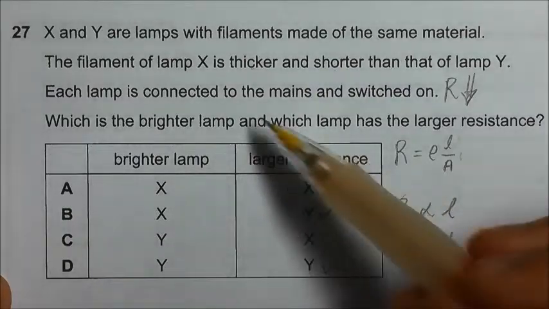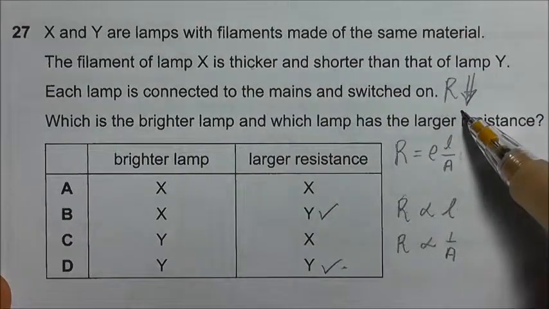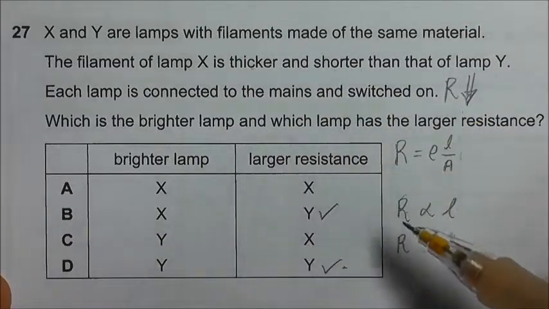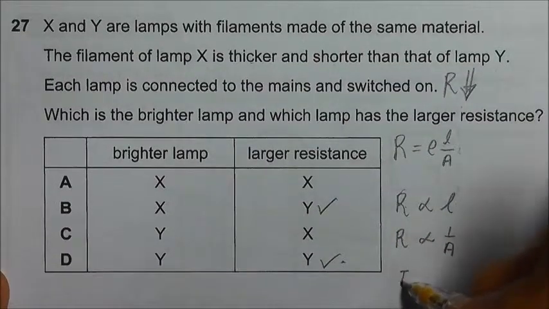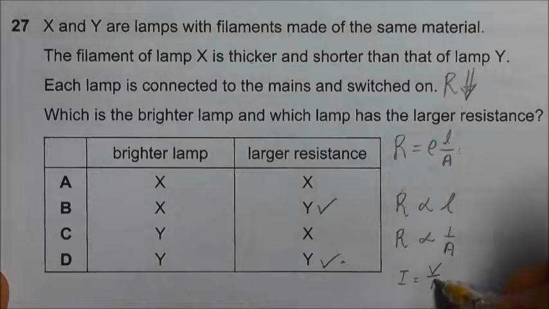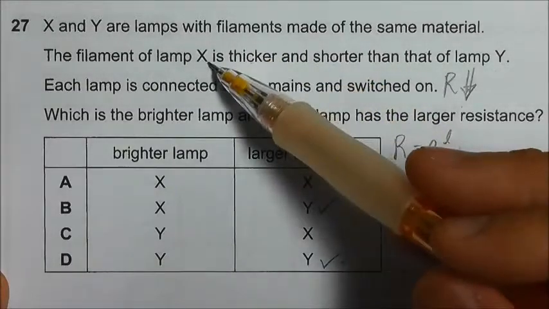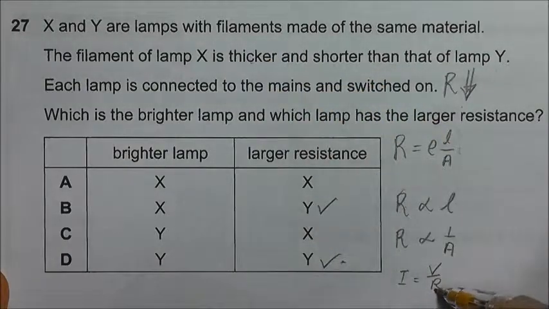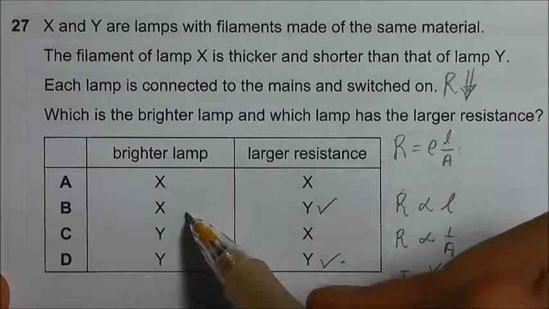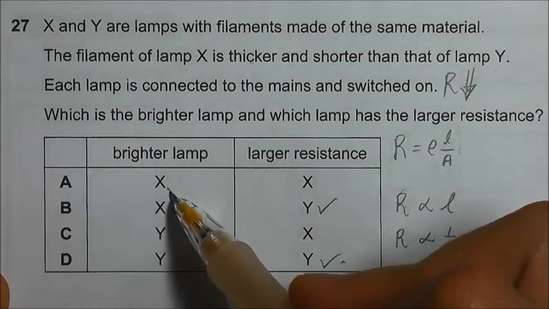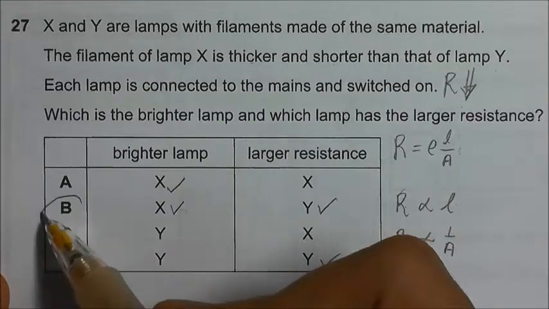And since X has a lower resistance, the current should be higher according to the formula I is equal to V over R. Length X has a smaller resistance, so based on this formula, the current must be higher, so the length will be brighter. So in this case, it will be just X. The answer is B.